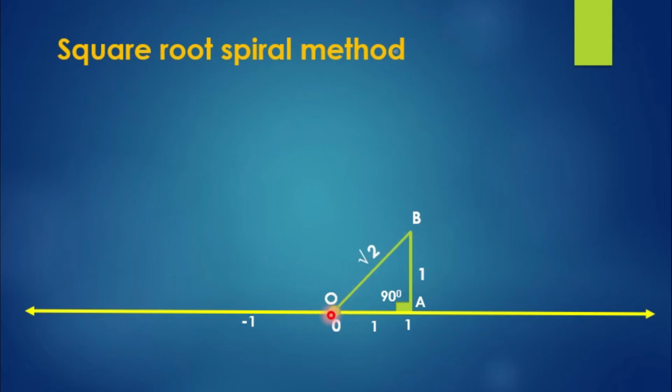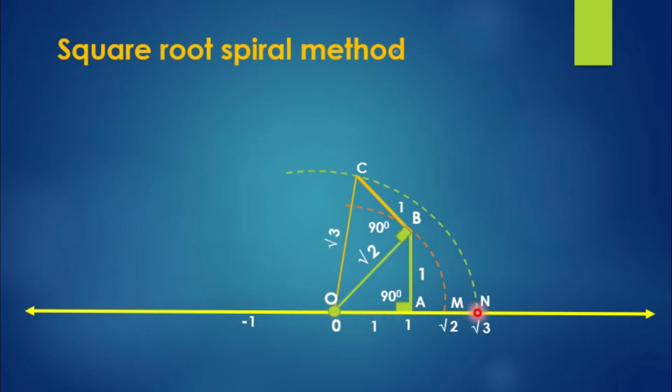Take O as center and OB as the radius. Cut an arc on the number line by using the compass and mark the point as M. This is also square root of 2. Step 3. Draw BC of unit length perpendicular to OB. Join OC, that is square root of 3. By using compass, mark on the number line, we will get square root of 3.